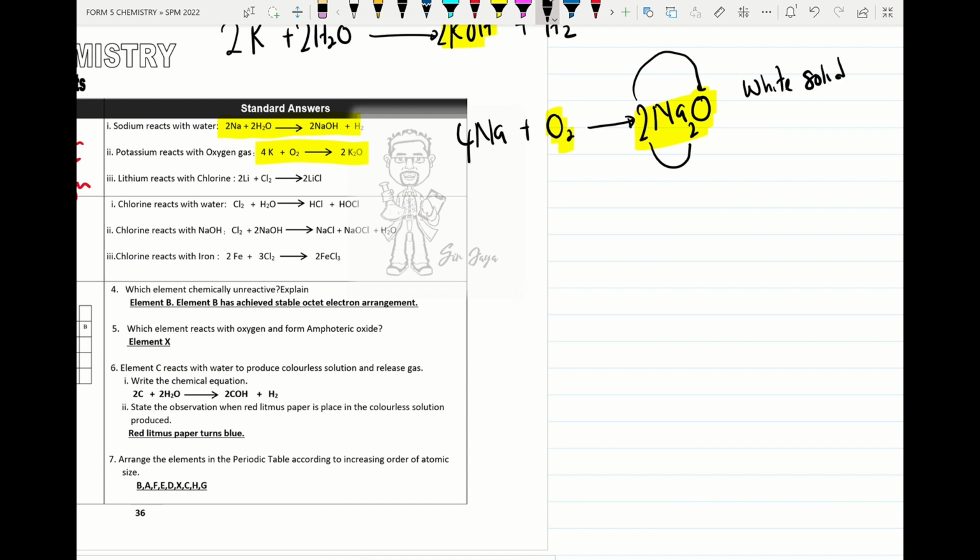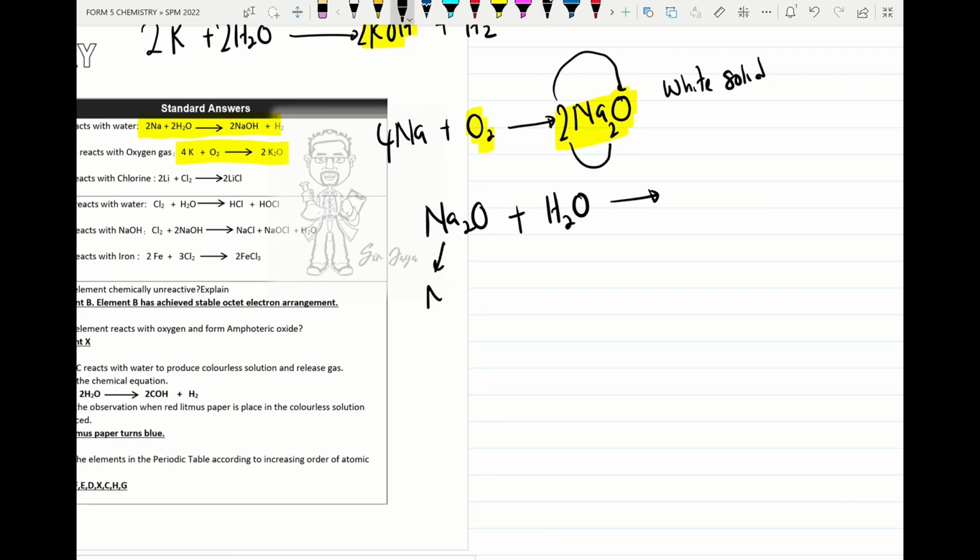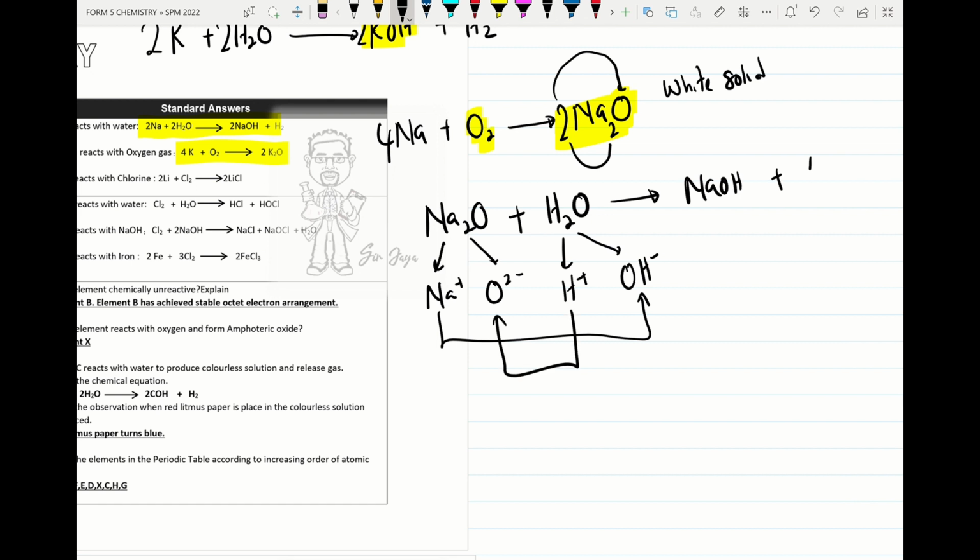When this white solid dissolves in water, so we take the sodium oxide, dissolve in water, we try to get the chemical equation. We take out the sodium ion, we take out the oxide ion, we break the hydrogen ion and hydroxide ion from water. During the chemical reaction, we will get sodium hydroxide, and this one will join, we will get water.